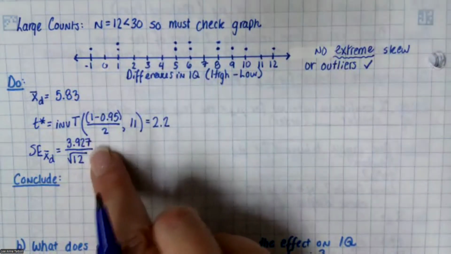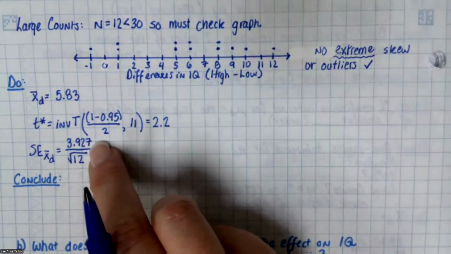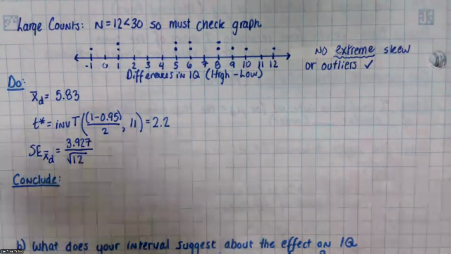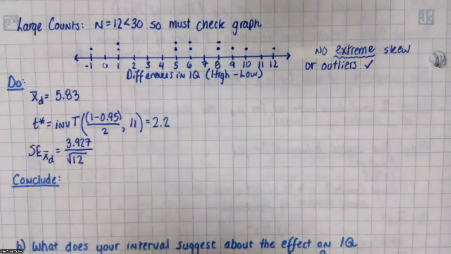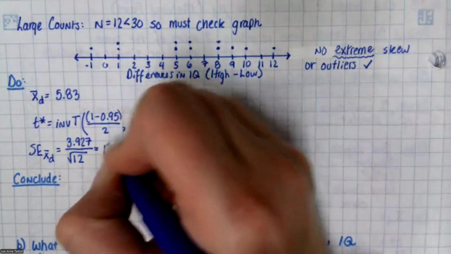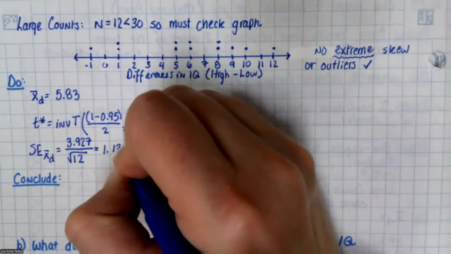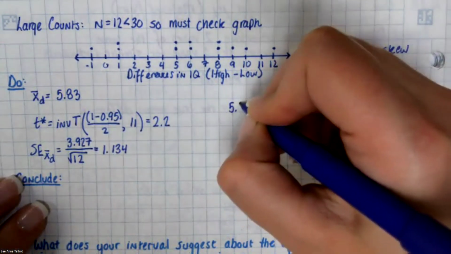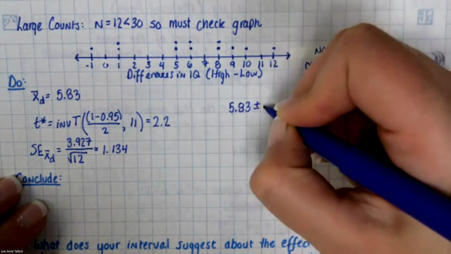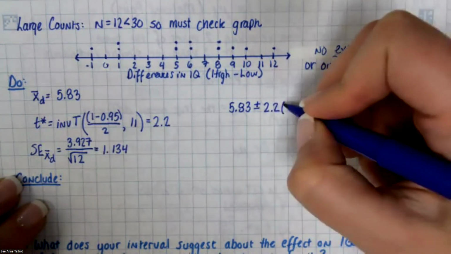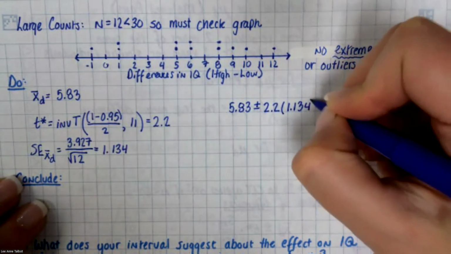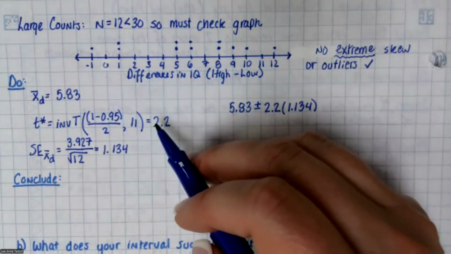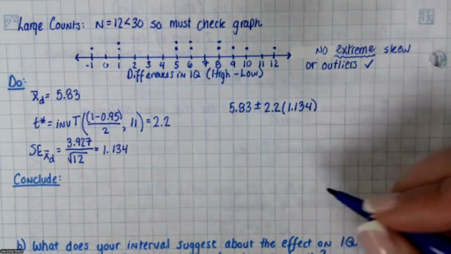Do you guys know where these numbers came from? Yeah, that was a fair deviation and the end. Beautiful. So statistic plus or minus critical value times standard error.